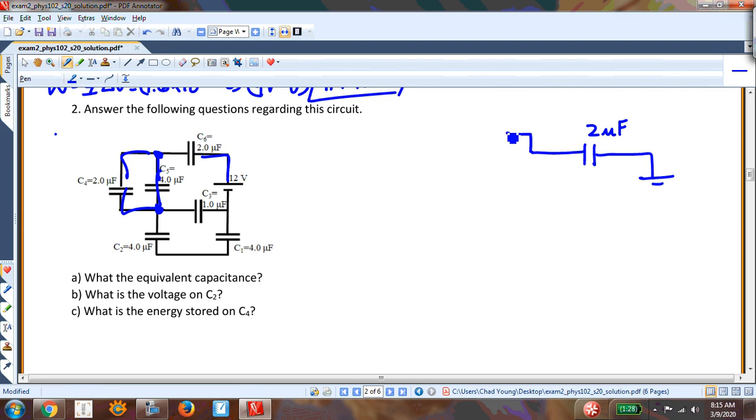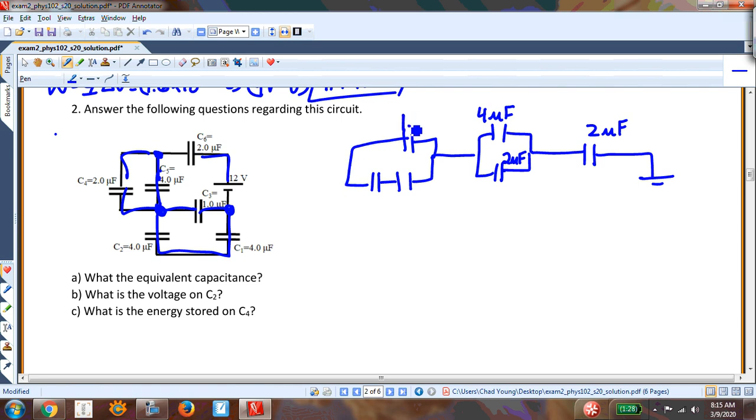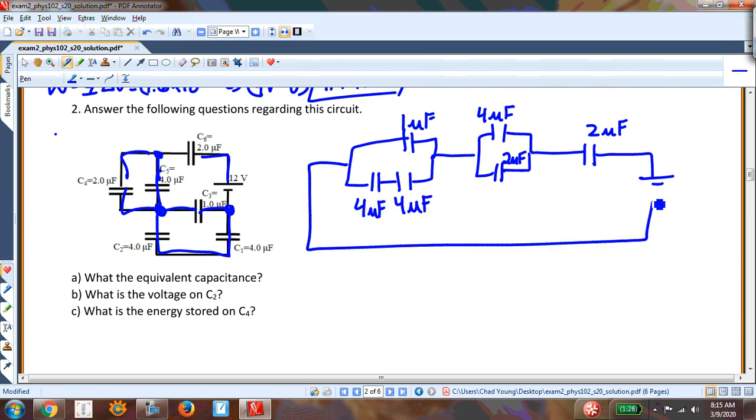And then that's going to be 4 microfarads and 2 microfarads. And then I have another parallel branch that goes here, and then comes back together. So it only has 2. In the top branch I have 1, and then in the bottom I have 2 capacitors. That's 1 microfarad, and then 4 and 4. And then I go back to my battery of 12 volts.